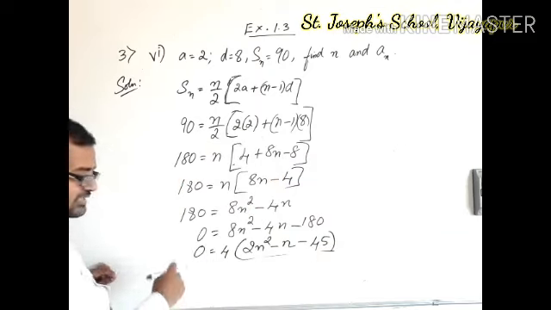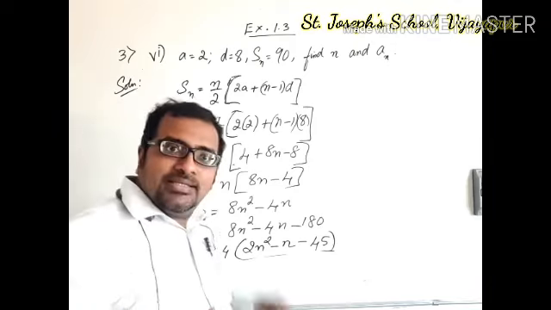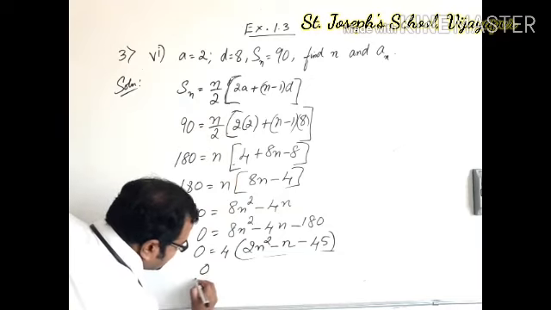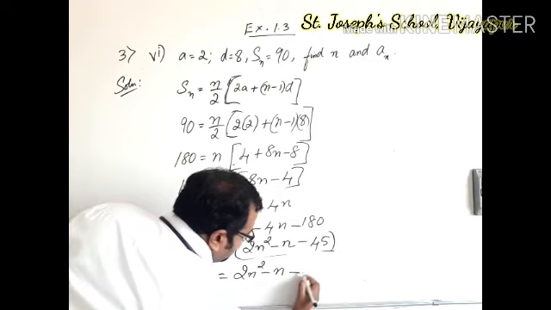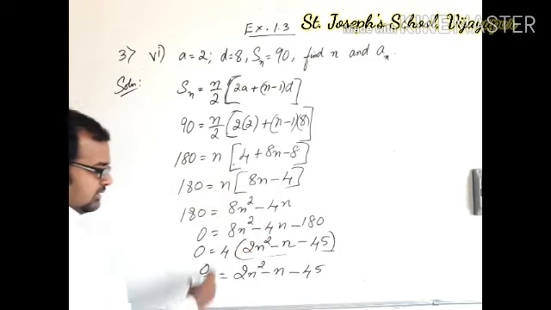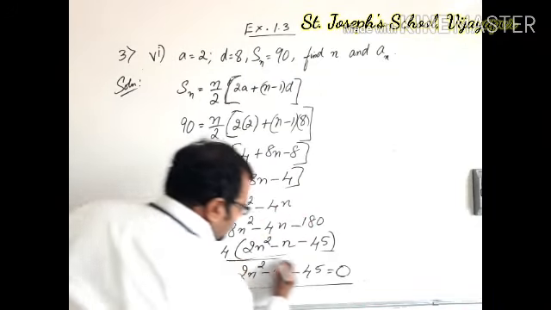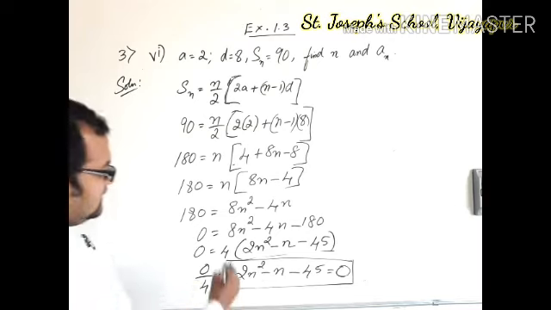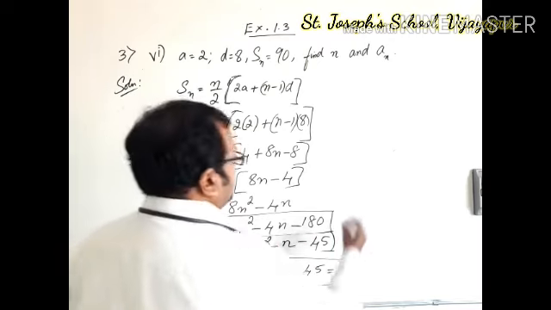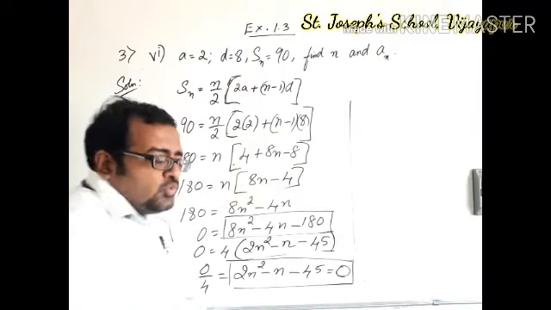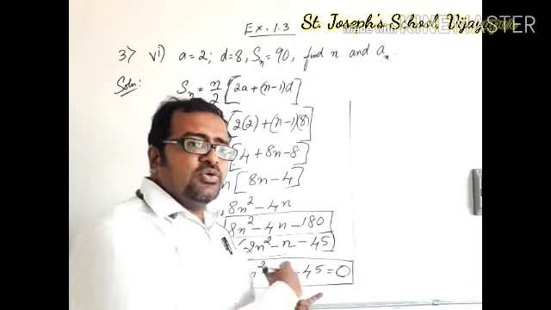See, this 4 goes to the other side and becomes, by transposition, 0 by 4. 0 divided by anything is 0. So we can write this as 0 by 4, which is equal to 2n square minus n minus 45. But 0 by 4, what is that? 0 by 4 is nothing but 0. So now we can solve this equation. See, doesn't it look smaller or easier? Of course. So let us try to factorize this. Those who have doubts in factorization, please put a comment here. I'll factorize this in a separate video and I'll add it there.